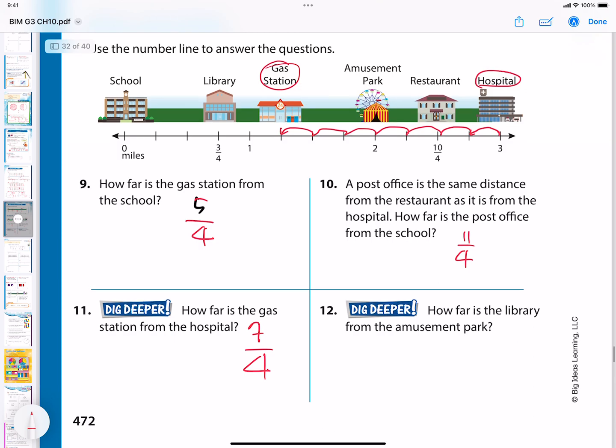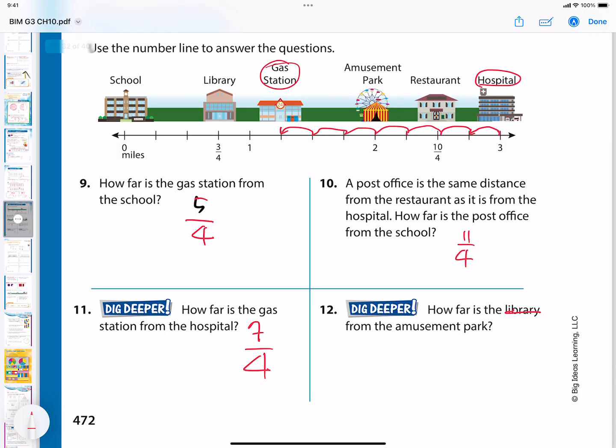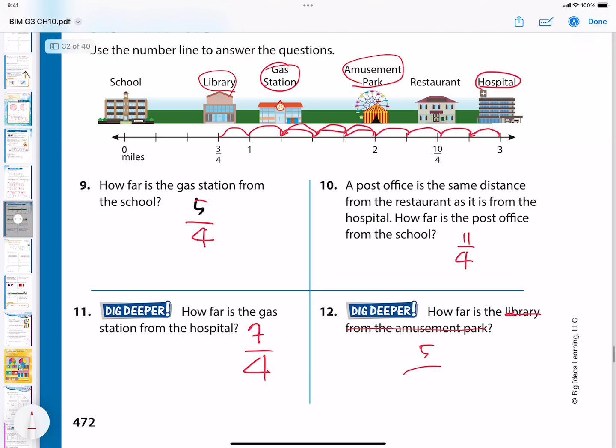And now number 12, how far is the library from the amusement park? From the amusement park, let's count back up. 1, 2, 3, 4, 5 over 4 miles, okay?